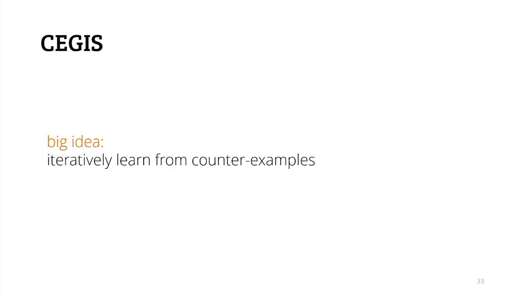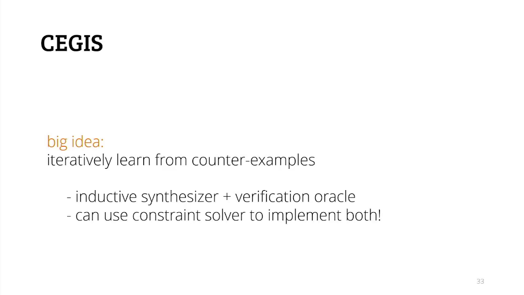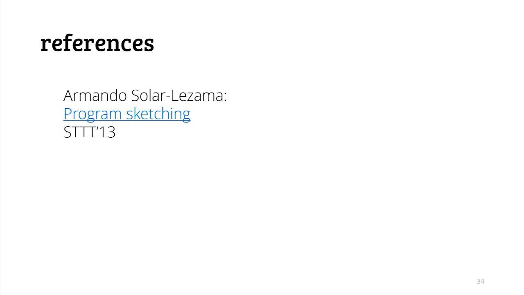Okay, so the big idea here was to iteratively learn from counterexamples, by pairing an inductive synthesizer and a verification oracle. And the cool thing is that, depending on the program space and the input space, often we can use a constraint solver to implement both the inductive synthesizer and the verification oracle. A good paper to read about that particular Sketch tool is the program sketching paper. It's not the first paper on this, but it's a journal paper, so it's more accessible and better written.